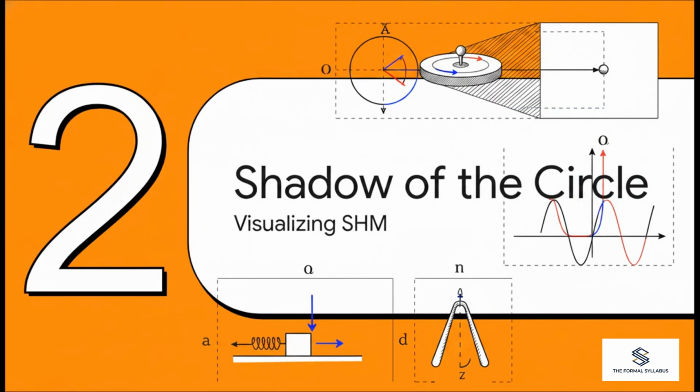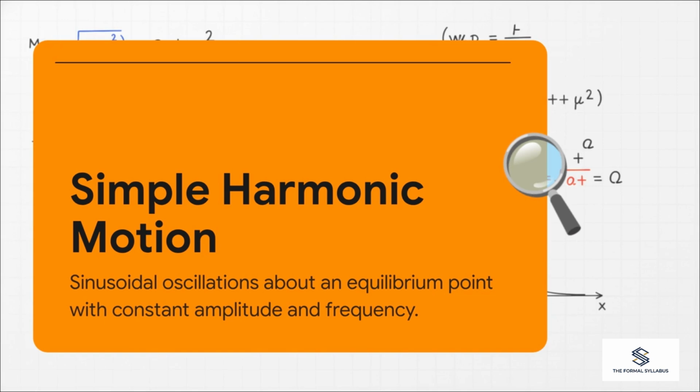Which brings us to part 2, the shadow of the circle. Now that we've got the algebraic truth locked down, let's translate this into geometric motion that we can actually visualize. This brings us to simple harmonic motion, or SHM. By definition, we're talking about sinusoidal oscillations about an equilibrium point, featuring a constant amplitude and a constant frequency that is totally independent of that amplitude. This physical motion is the direct, real-world result of that parabolic potential well we were just looking at. But what does it actually look like in practice?